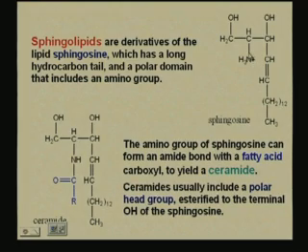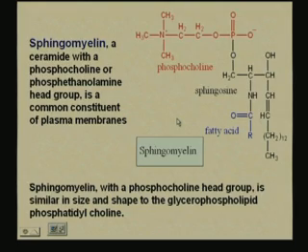So, what are you going to have? You are going to have two long carbon chains here. Okay. So, that is exactly what you have. So, we have ceramides that usually include a polar head group and they are esterified to the terminal OH of the sphingosine. Let's see what that is.